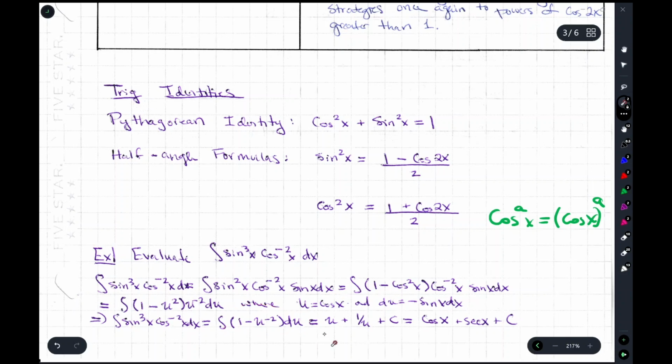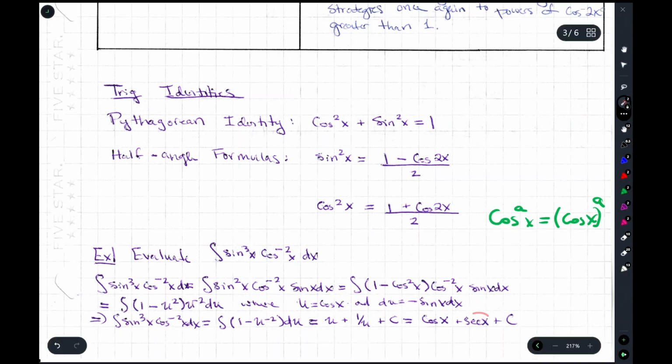1 minus u to the minus 2 du. Integrate that. The integral of 1 is u, the integral of minus u to the minus 2 is plus 1 over u, plus C, and then substitute back cosine and secant.